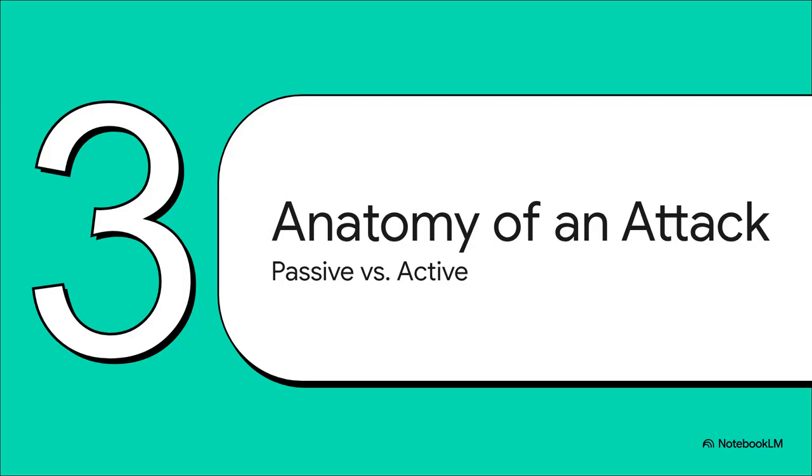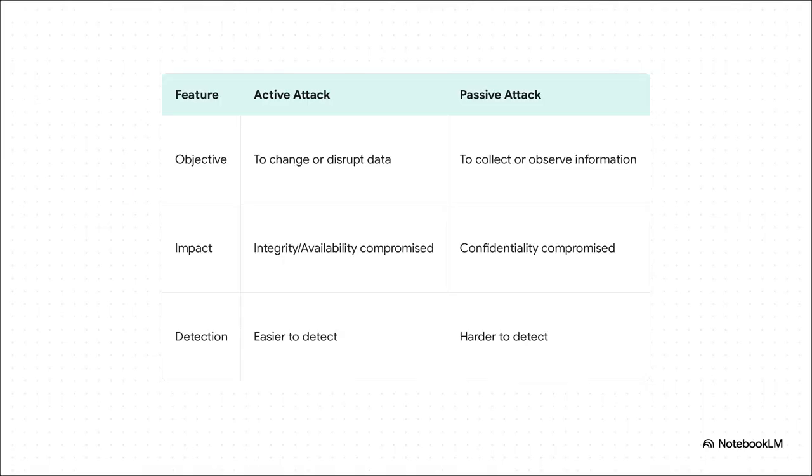Okay, so now that we know what we're trying to protect, let's take a look at how the invaders actually operate. Generally, attacks fall into two big categories, and it all depends on what the attacker is trying to do. Right, so attacks come in two main flavors, passive and active.